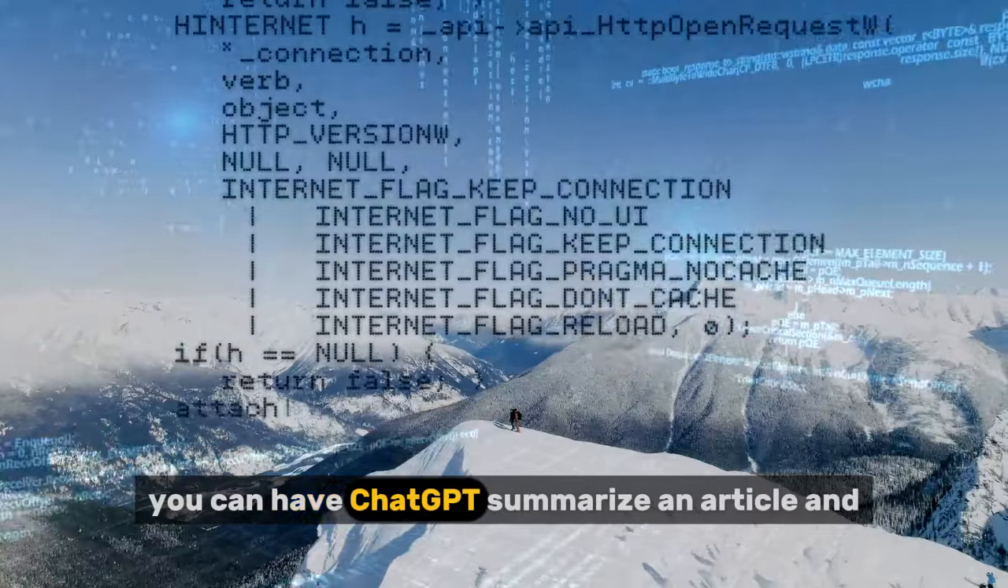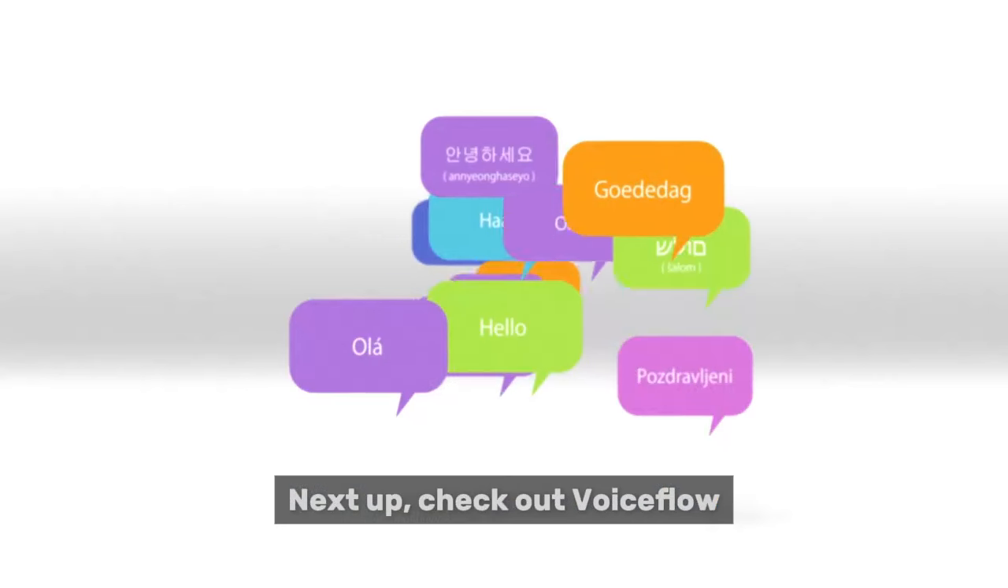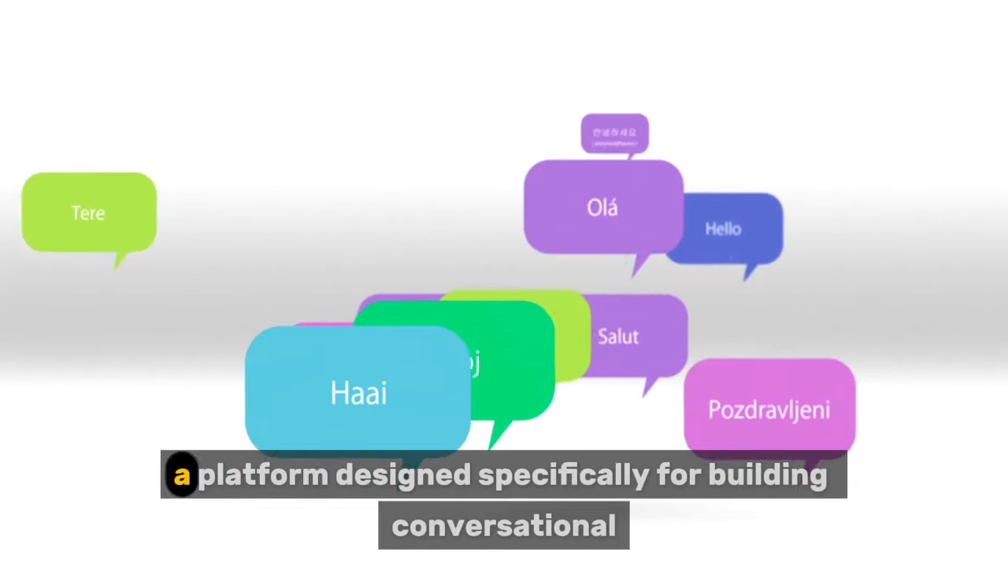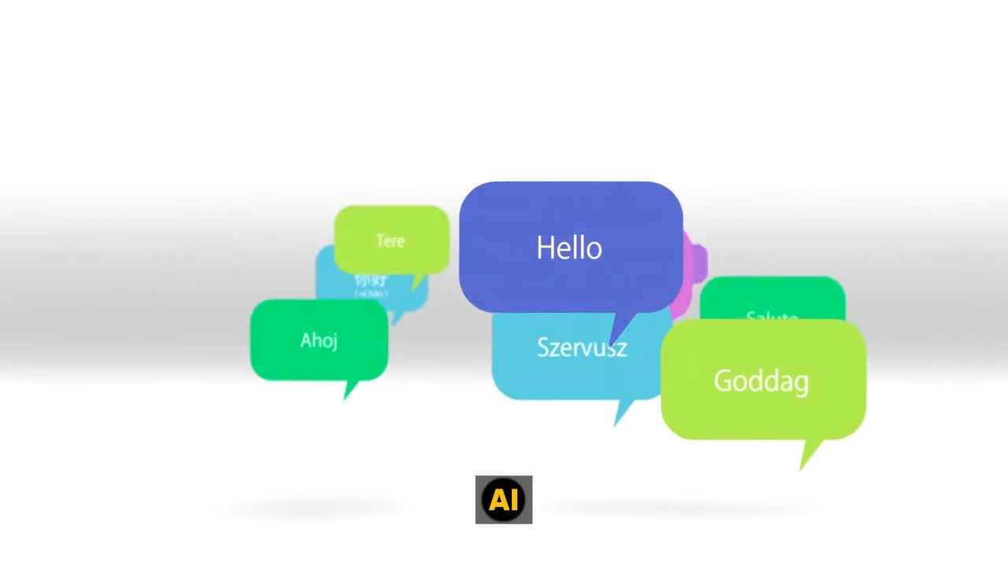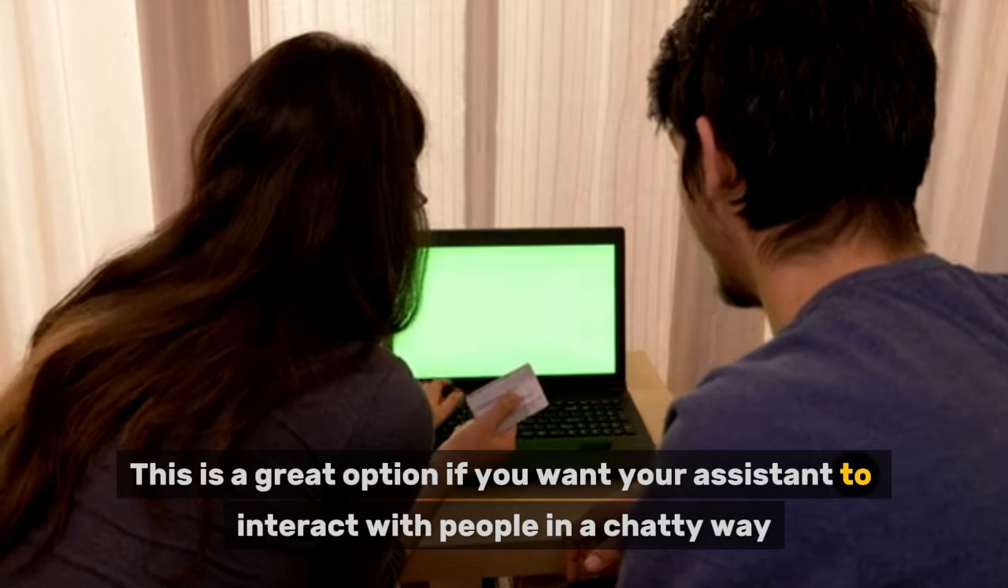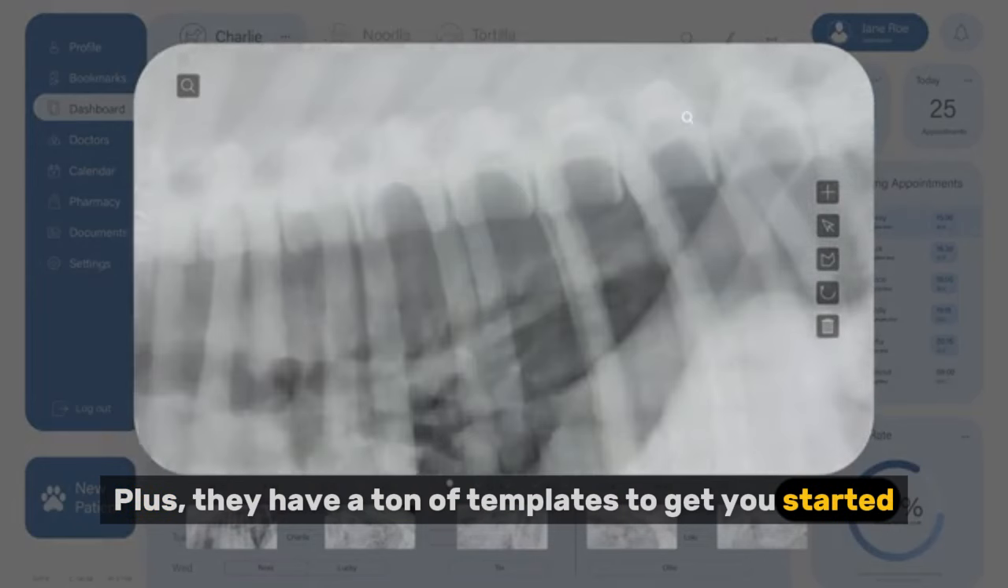For example, you can have ChatGPT summarize an article and then save that summary to a Google spreadsheet. Next up, check out Voiceflow, a platform designed specifically for building conversational AI. This is a great option if you want your assistant to interact with people in a chatty way. Plus, they have a ton of templates to get you started.